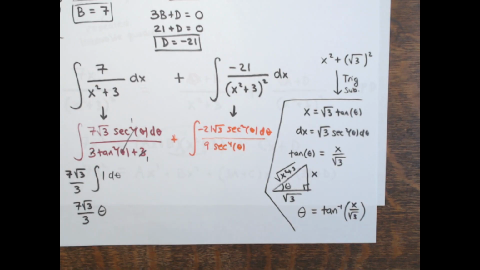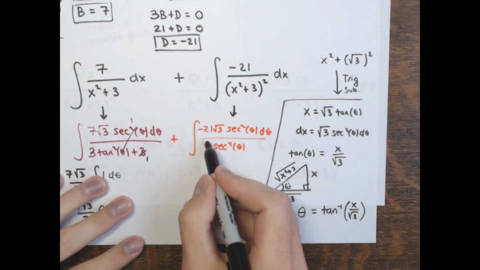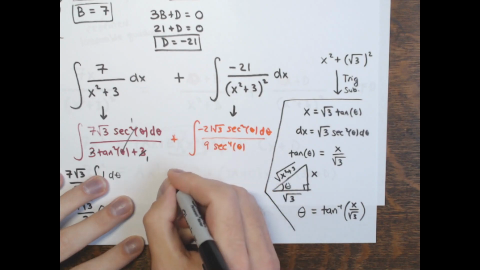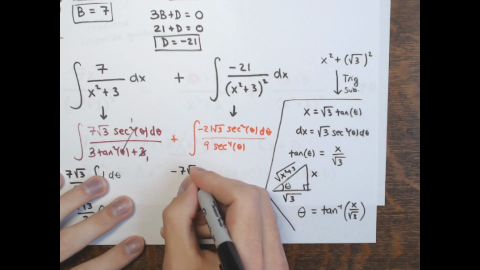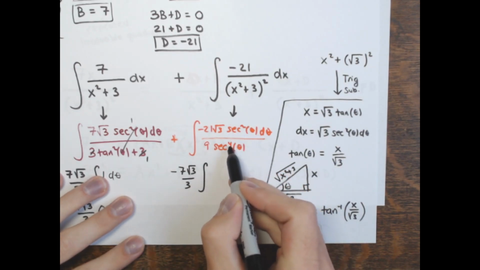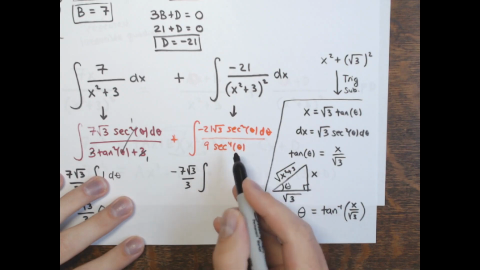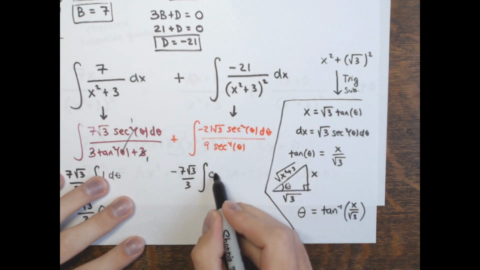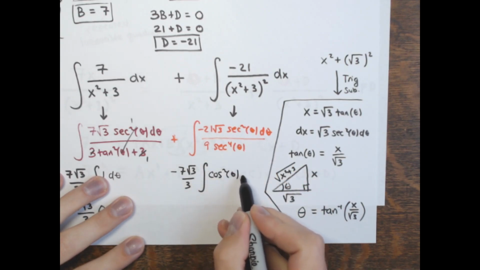And I can pull some stuff out. Negative 21 over 9. That's 7 over 3. 3 times 7. So that's minus 7 root 3 over 3 times the integral. Now, secant squared over secant to the 4th, that'd be 1 over secant squared. But 1 over secant squared is cosine squared.